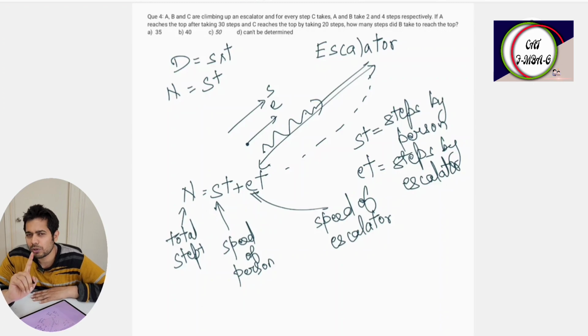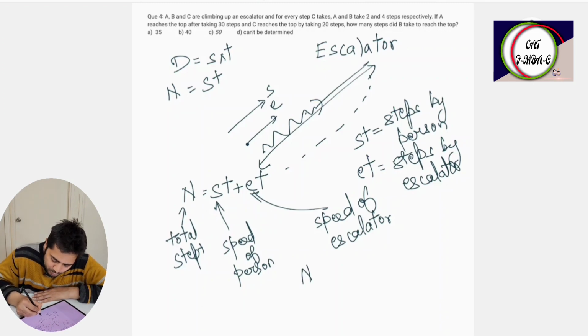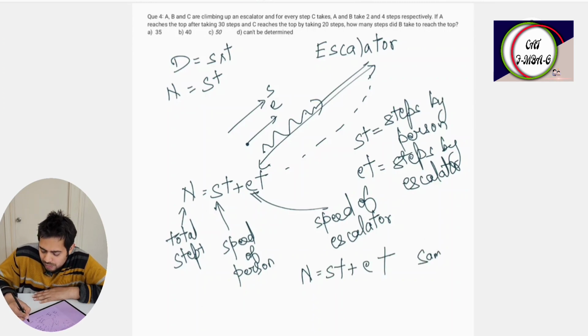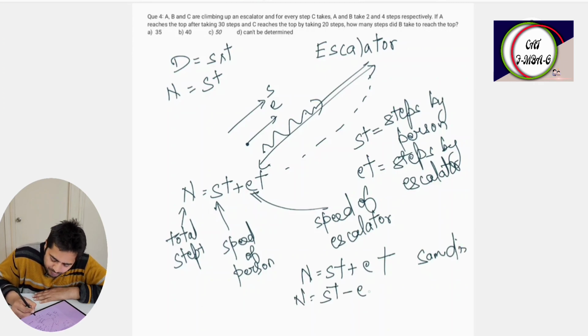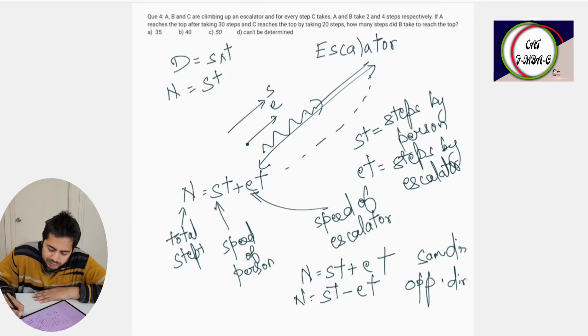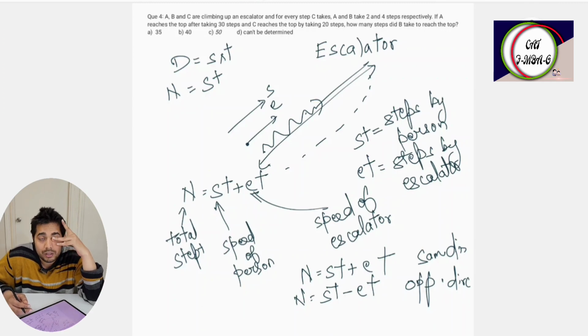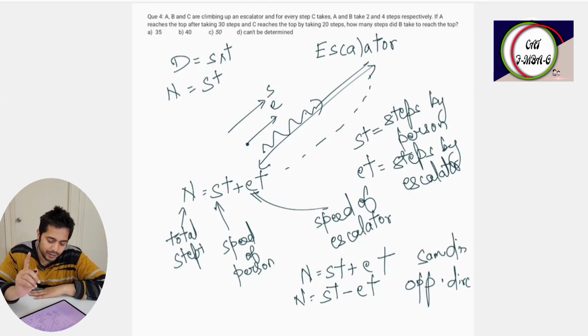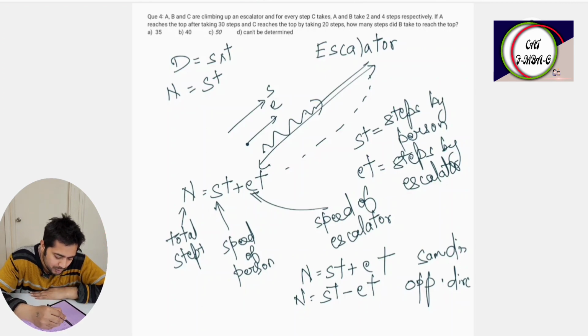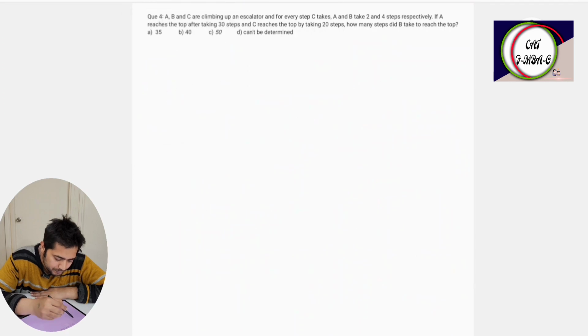Remember this single formula in all the escalator questions. Whatever it be, N is equal to st plus et if in the same direction, N is equal to st minus et if in the opposite direction. Always remember only this single formula, N is equal to st plus et, and plus or minus depending on the direction. If you are able to follow this, you can solve any question of escalator. I can guarantee you that. So let's see how we are going to solve it.